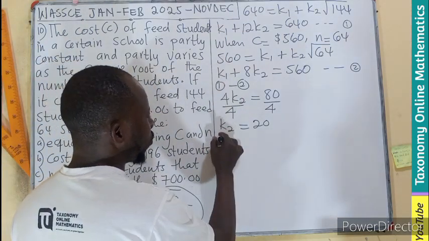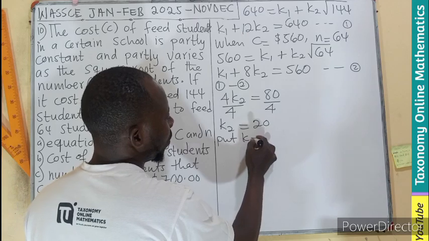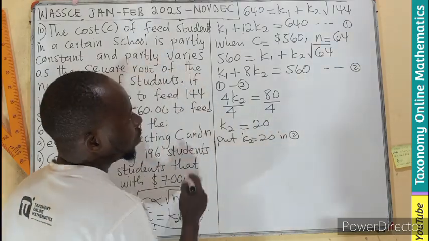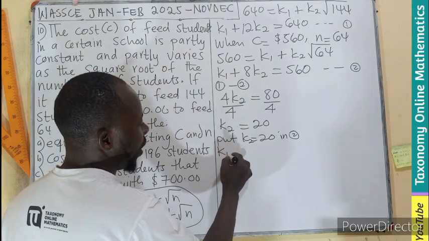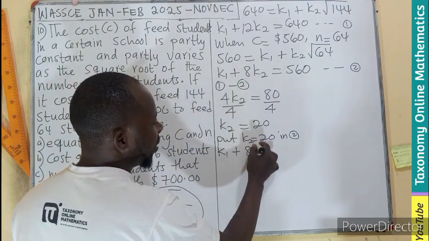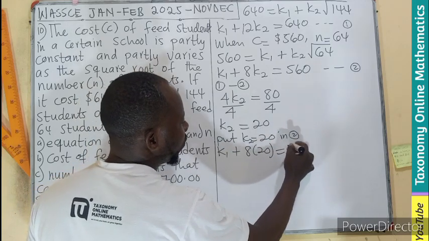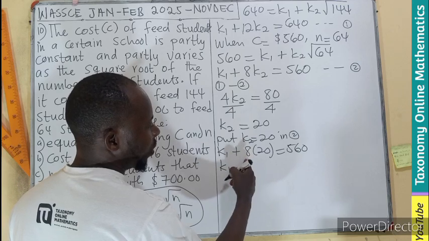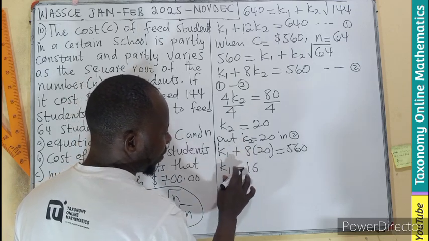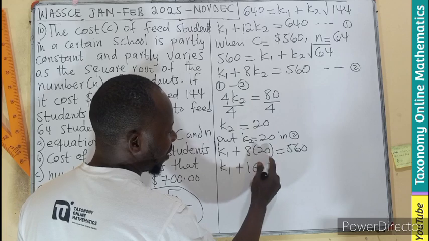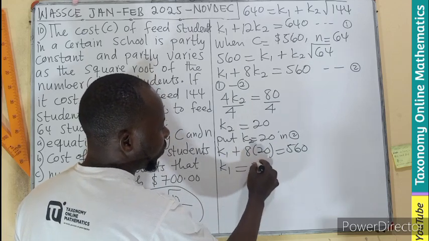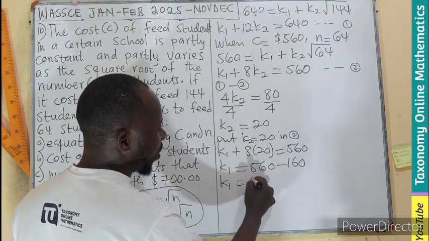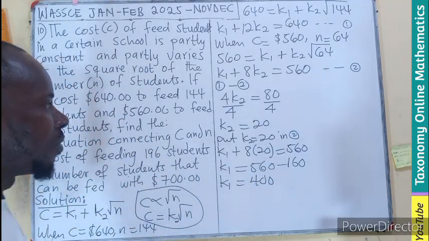Now that we know that, we can pick any of the equations. Let me pick equation 2. So put K2 equals 20 in equation 2. I have K1 plus 8 times K2 equals 560. So K1 plus 160 equals 560. So K1 will be 560 minus 160, which is 400 if you perform that subtraction.